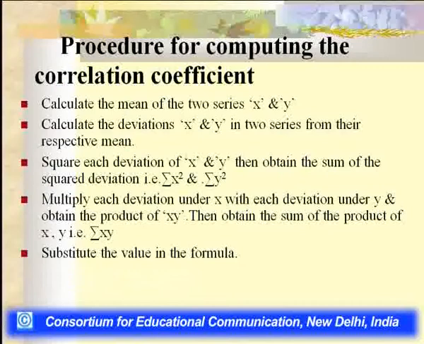Second, you have to find out the deviations of x and y from their respective means, that is x minus x bar. The third is to square each deviation of x and y, then obtain the sum of squared deviations, that is sigma x square and sigma y square. Multiply each deviation under x with each deviation under y and obtain the product of x and y. Then obtain the sum of the products of x and y, that is sigma xy. Substitute the values in the formula.